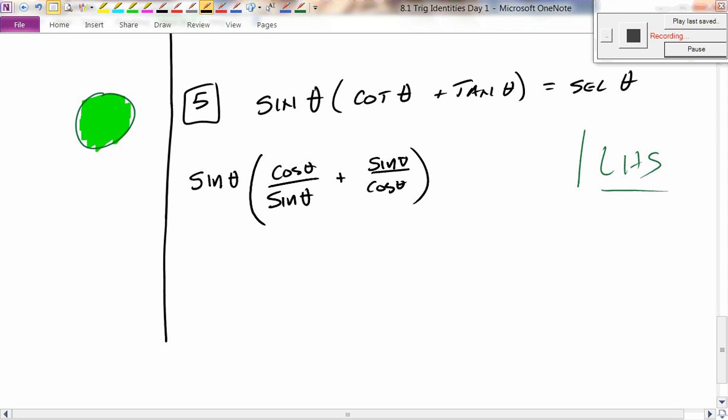Now what? Distribute? Well, if we do, we lose something. We should work inside the parentheses first. I'll just leave you there. Wait, that's a 1. Why didn't we just make it 1 over tangent plus? Just kidding. Okay. Never mind.